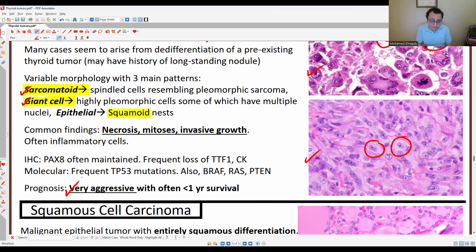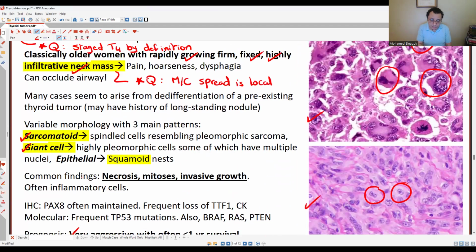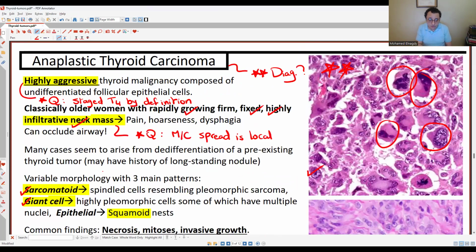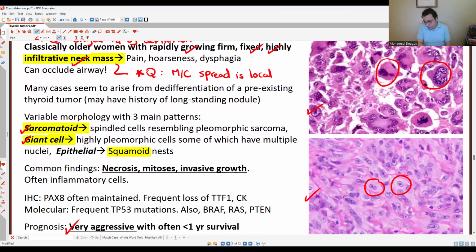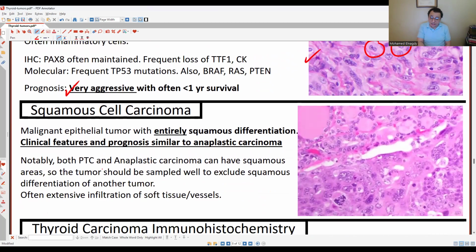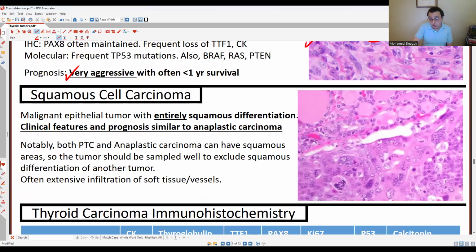It's a very aggressive cancer with necrosis, mitosis, invasive growth that you see right there. So that's anaplastic thyroid cancer. So now we know the difference between anaplastic thyroid cancer and poorly differentiated thyroid cancer. Anaplastic arises de novo. It's a separate entity by itself. But poorly differentiated thyroid cancer arises on top of follicular or papillary thyroid cancer.